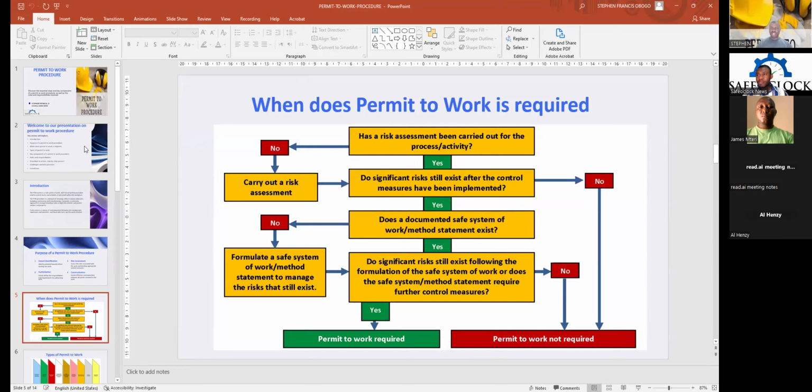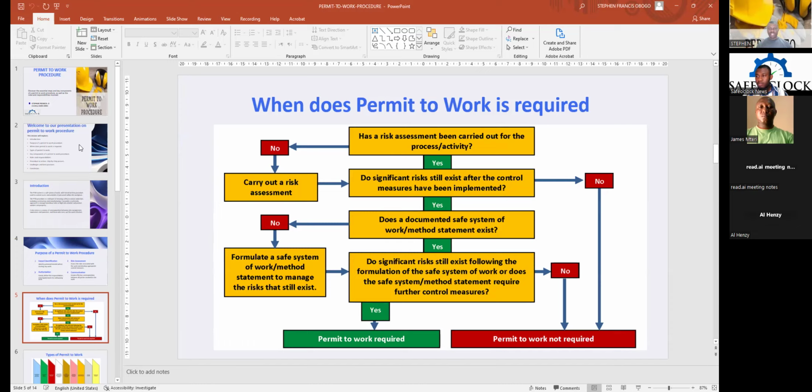Now, for example, you might ask, has the risk assessment been carried out for the process or activity? If it is no, it means you have to carry out a risk assessment, okay? Now, if the risk assessment has been carried out, then do significant risks still exist after the control measures have been implemented? If the answer is no, then it means that permit to work is not required.